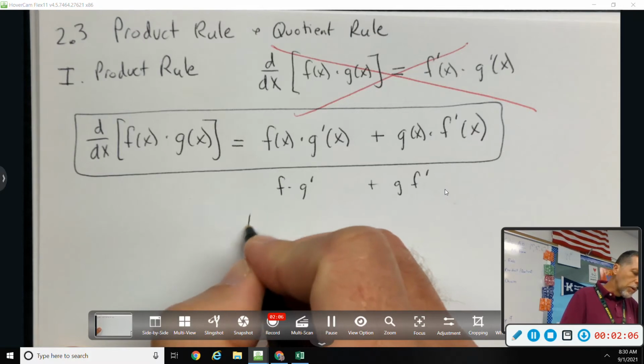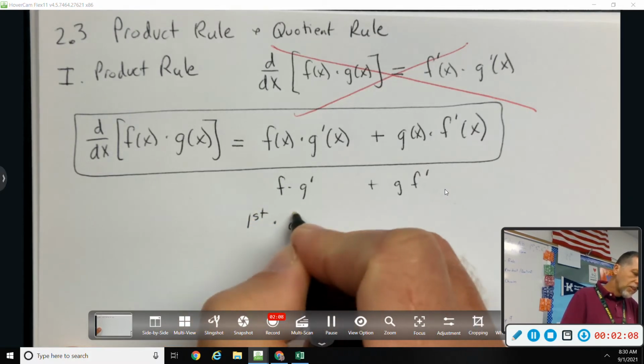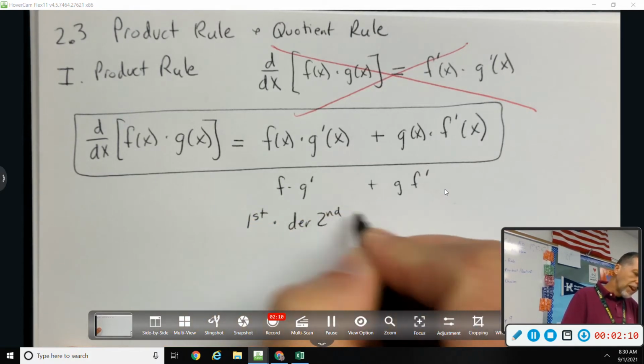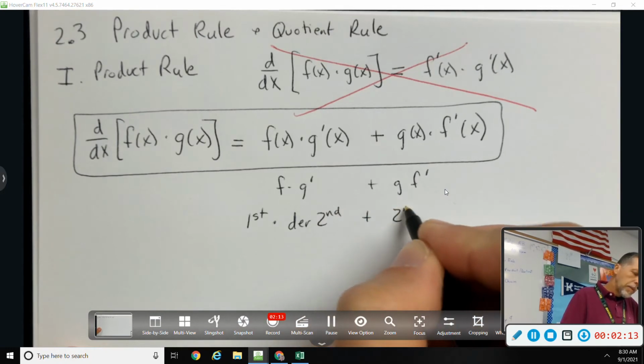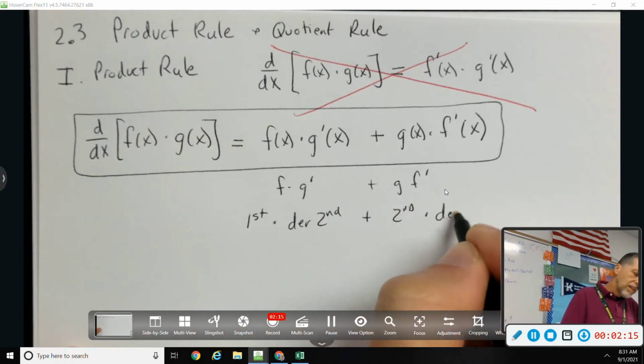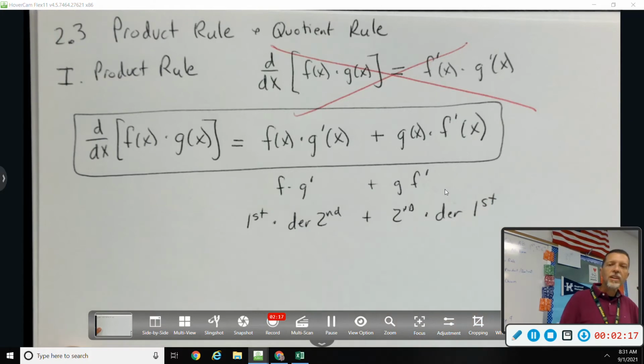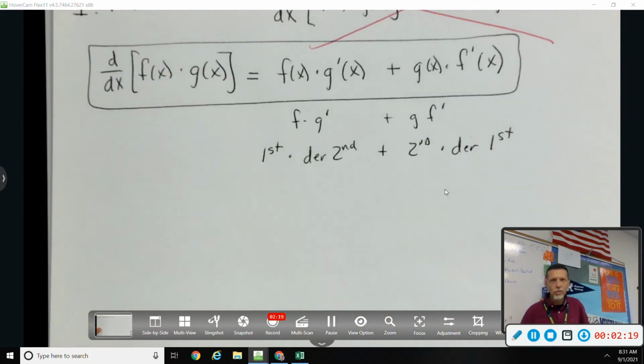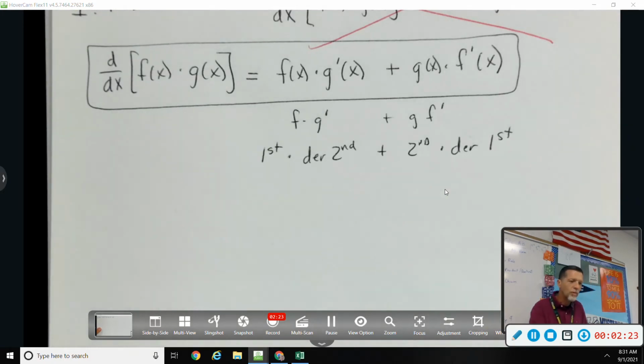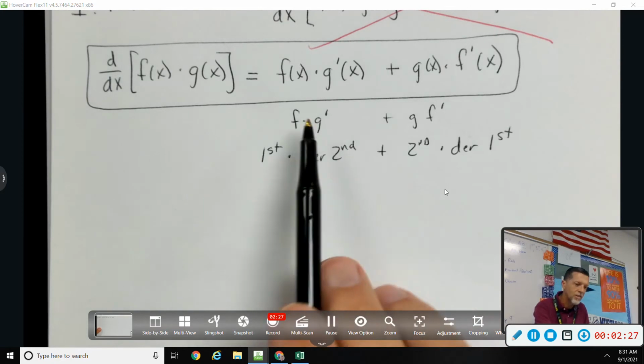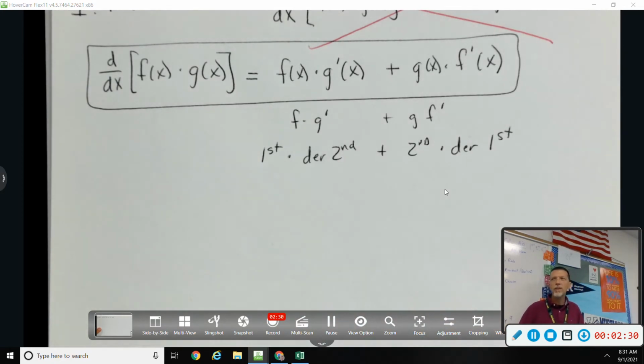Another way that people remember it is the first times the derivative of the second plus the second times the derivative of the first. That's sort of the word way to remember it. So if you're more into words, maybe that's helpful. If you're more into just memorizing the symbols, maybe you've got a photographic memory, you can just do fg prime plus gf prime.